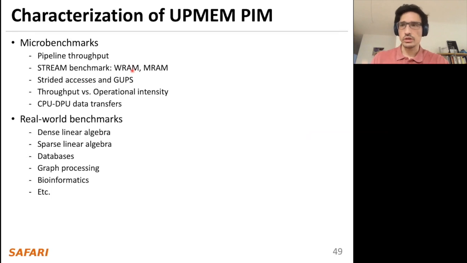We are developing microbenchmarks that allow us to understand very fine-grained details of the architecture related to the bandwidth or the latency of access to MRAM, and what's the throughput that we can achieve inside the DPU pipelines. And also we are implementing real-world workloads from different fields like dense and sparse linear algebra, databases, graph processing, bioinformatics, etc. Because one thing that we want to do here is to understand very well what are the actual applications, real-world workloads, that can benefit from this type of architecture.